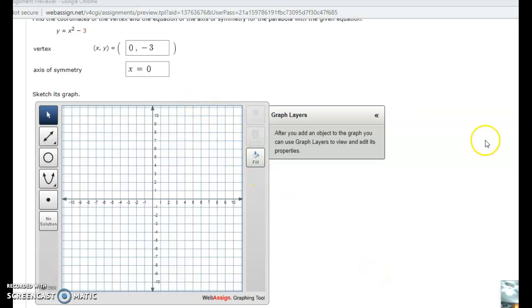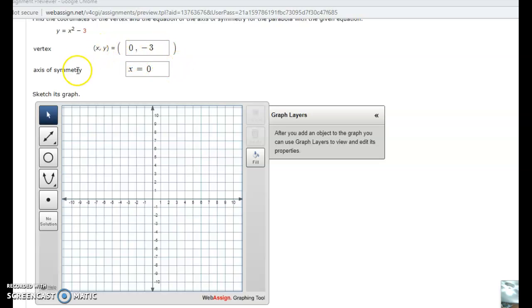Here's an example of how to graph a parabola in Webassign. Once you have the vertex figured out, negative b over 2a, I get a 0, and then I plug it back in, and I get 0 squared minus 3. I get my y value by plugging in what that negative b over 2a is, so 0, negative 3.